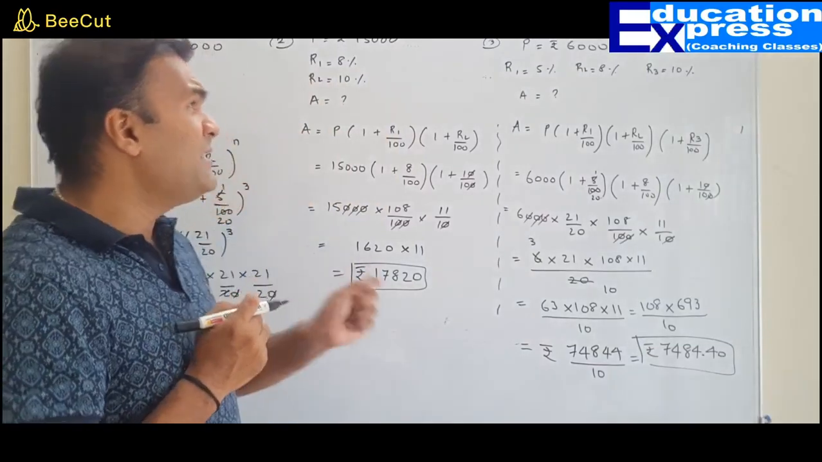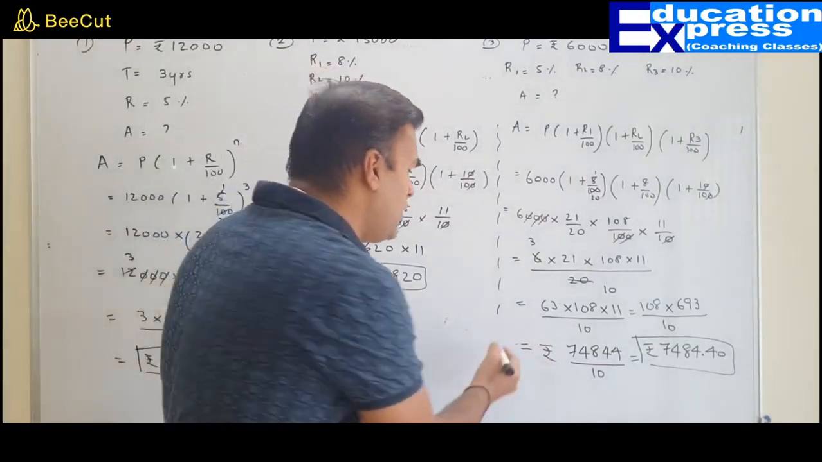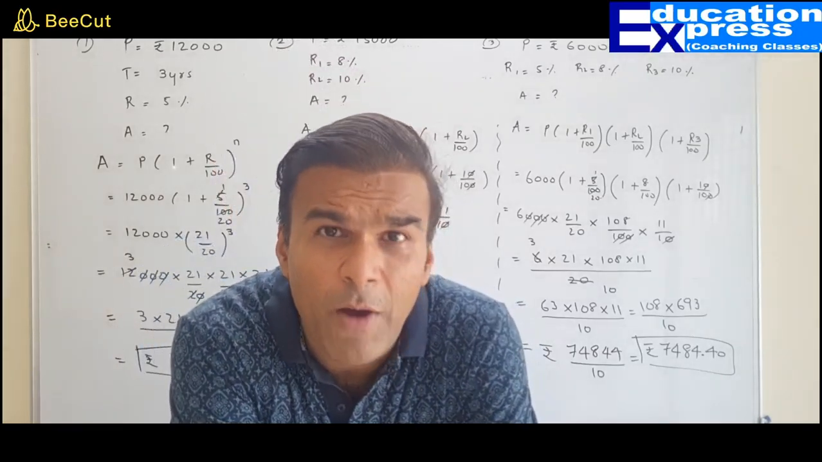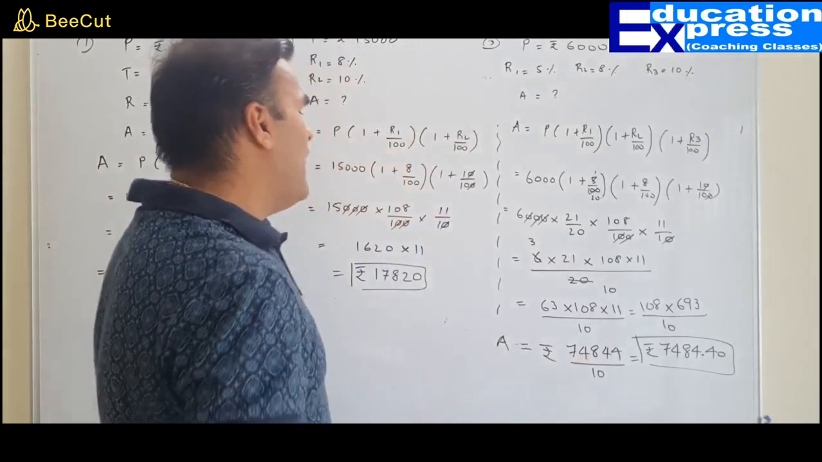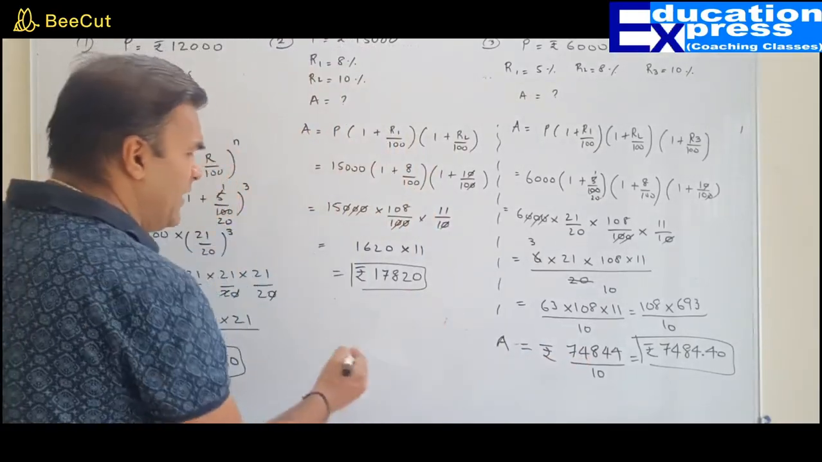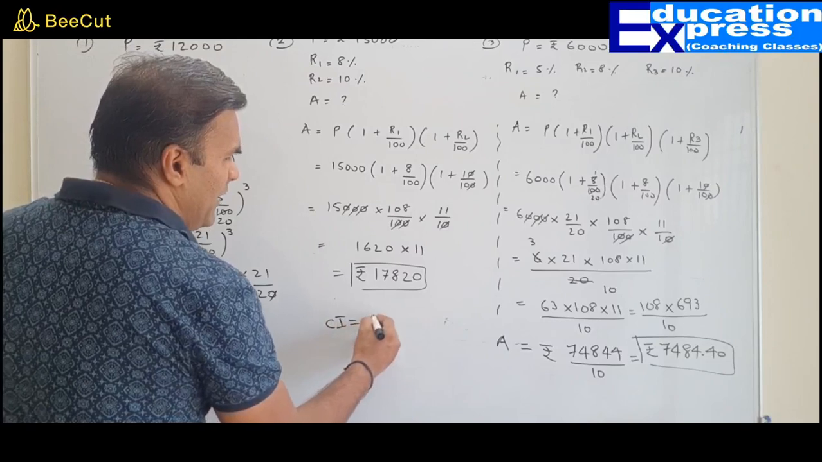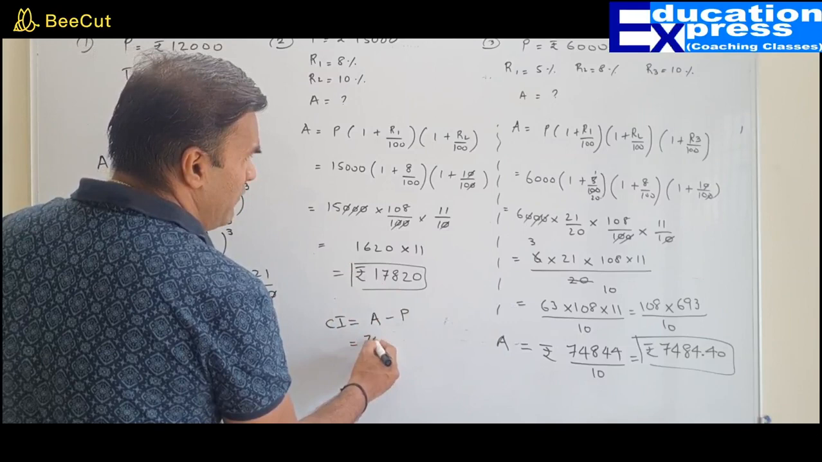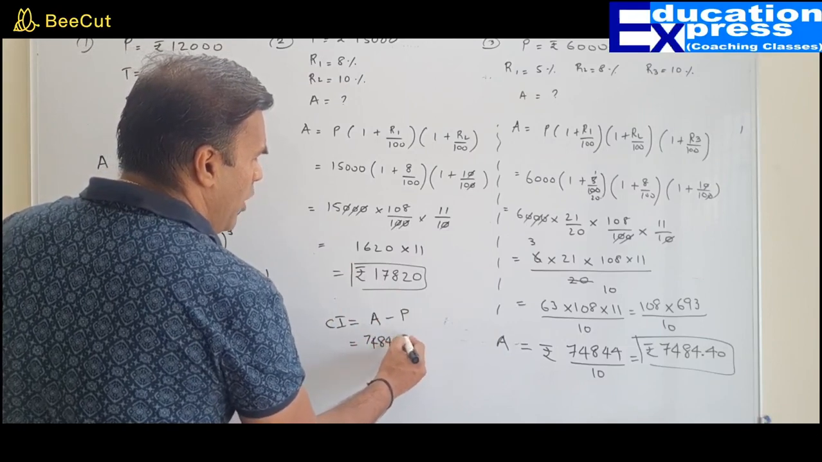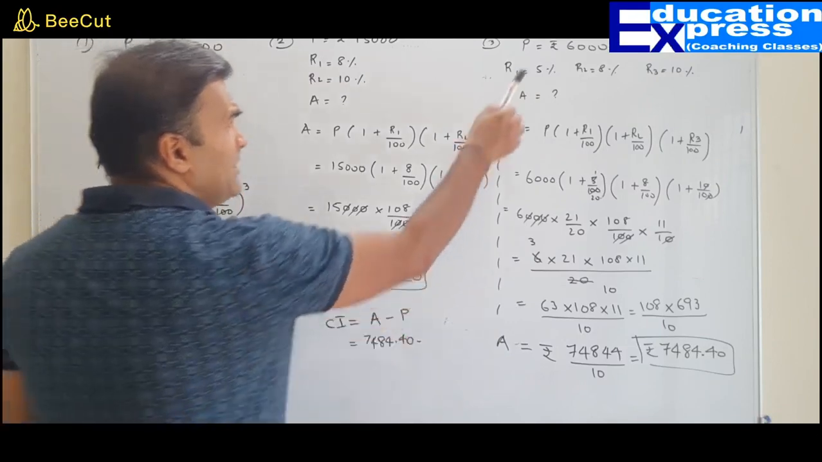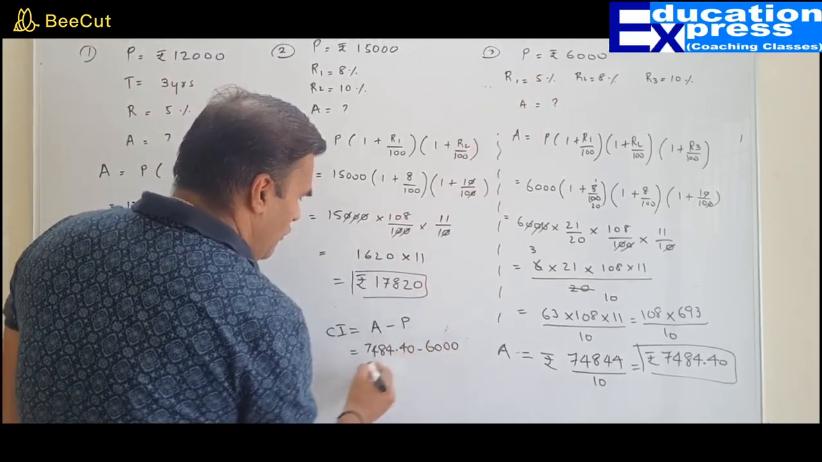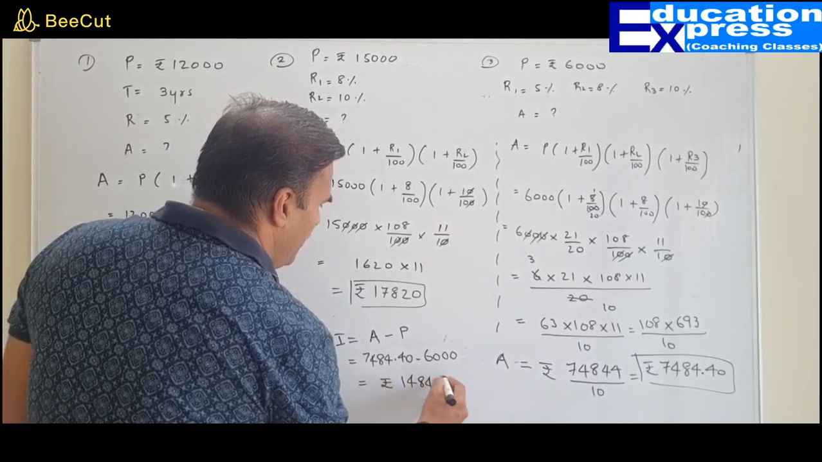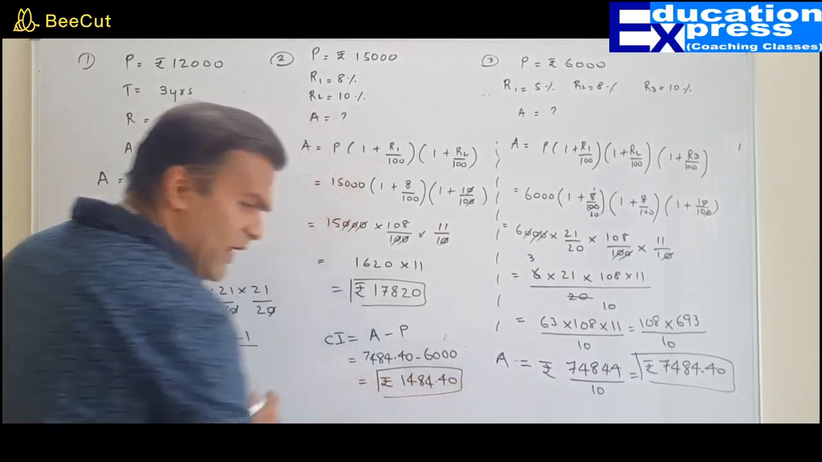But what is asked in the third sum? I have found out the amount, but when you read the question, they are mentioning calculate the compound interest. So I am interested in finding out the compound interest. How do we find that? So compound interest would be amount minus principal. What is the amount? 7484.40 minus what is the principal? 6,000. So what is the final answer? So the final answer would be 1484.40. Absolutely right, my dear friends.